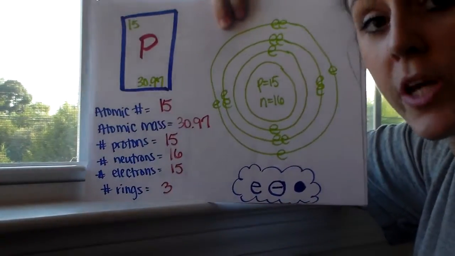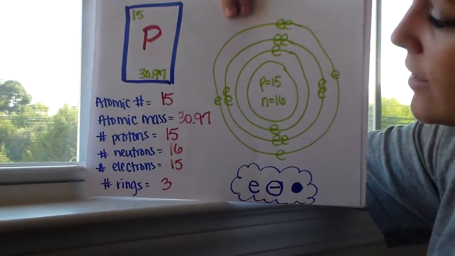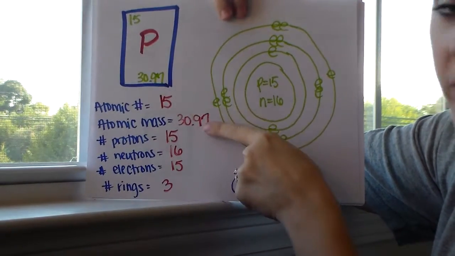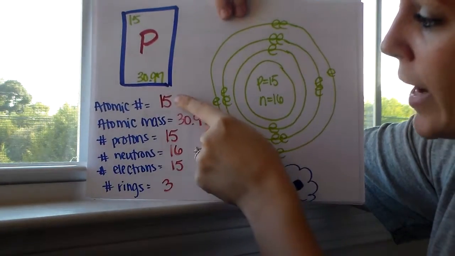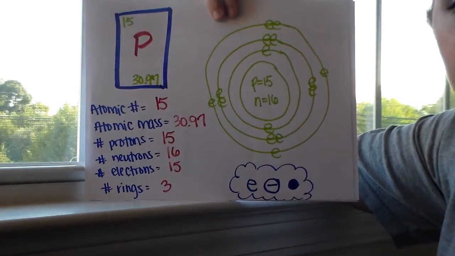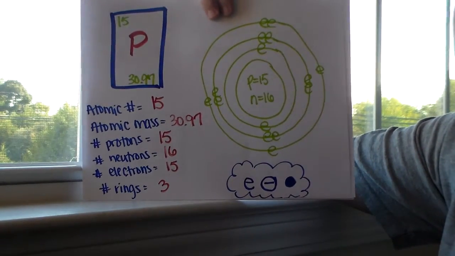Okay, if you did it correctly, your paper should look like mine. All information off the periodic table. I got my atomic mass, rounding it to 31. 31 minus 15 is going to get me 16 neutrons. 2, 8, and then 5 in my last ring, noticing they don't pair unless they have to.